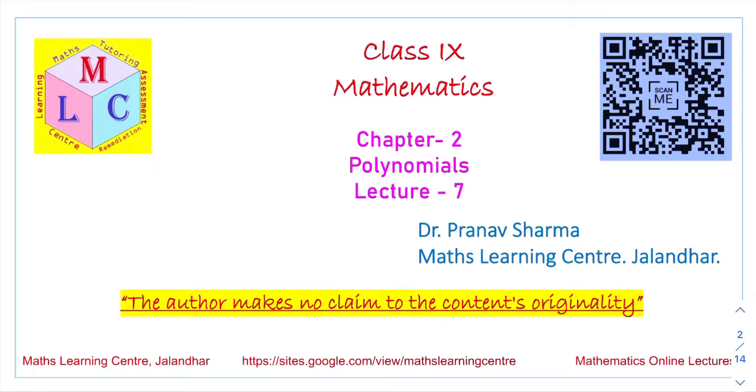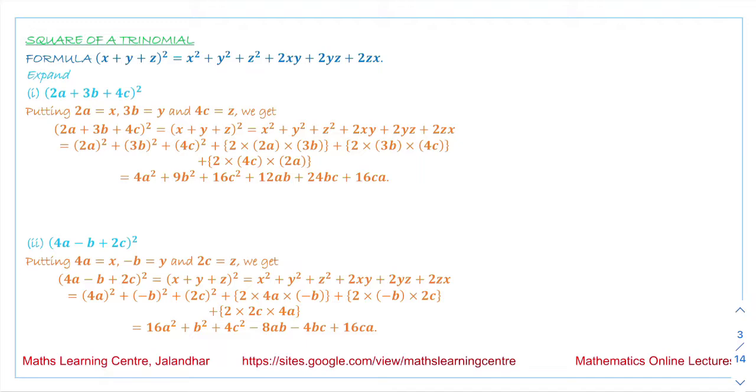Now we are going to start our next lecture of chapter 2, class 9th mathematics, polynomials. In this lecture we will first talk about how to use the formula of the square of a trinomial. We will solve some questions based on this formula. So first we look at the formula.